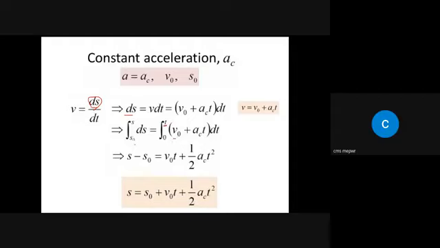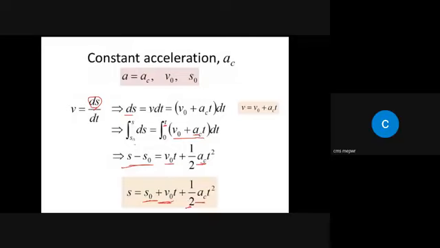Now v naught, if we take the integral of this, will become v naught t, and when you take the integral of this, a is constant, so this will become t square by 2. When you take the integral and put the limits, you get s minus s naught equals v naught t, and the other limit is 0, so that term will be eliminated automatically, plus 1 by 2 a t square. So when you arrange this equation, s will become s naught plus v naught t plus half a t square.